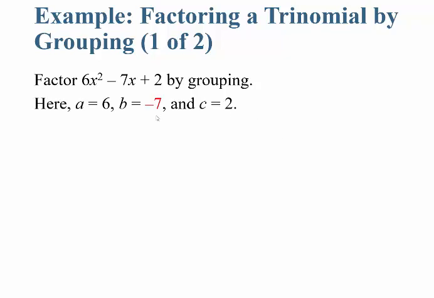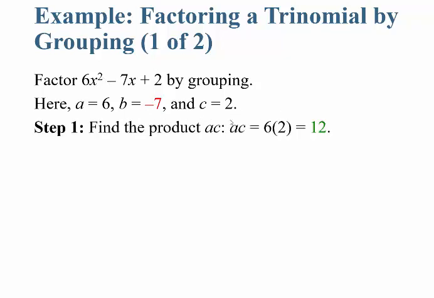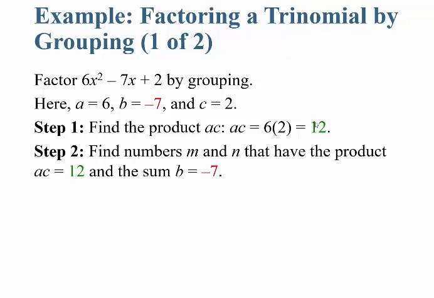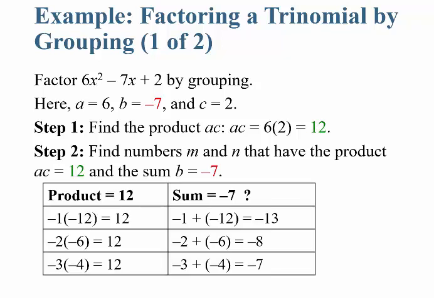First, I identify what a, b, and c are. Okay, a is 6, b is negative 7, c is 2. So first find the product, AC. Well, a times c gets me 12. All right, so here's what I'm doing. In step 2, I'm looking for two numbers, these numbers m and n that have the product. So when you multiply these two numbers together, you get 12, but they have to sum to negative 7.